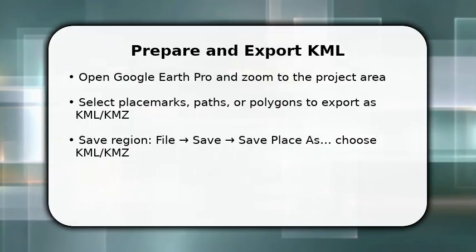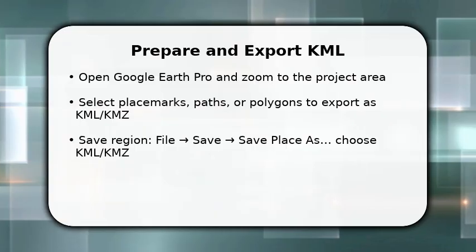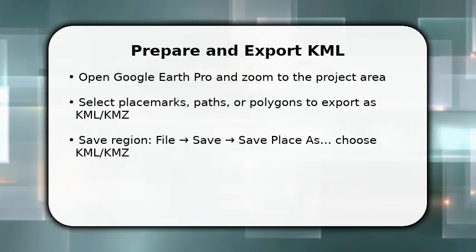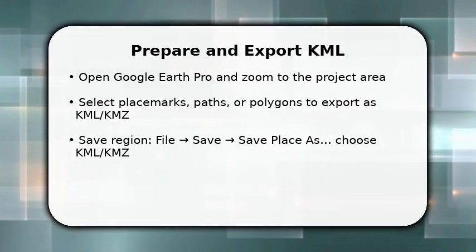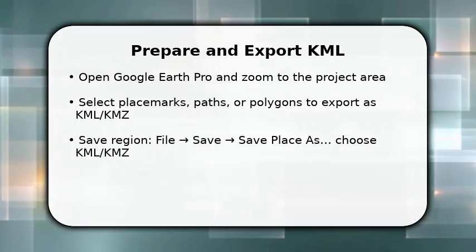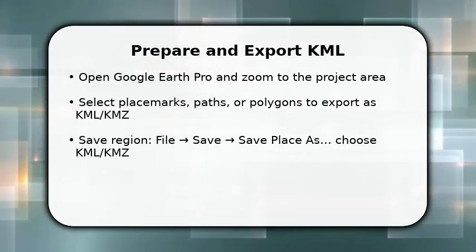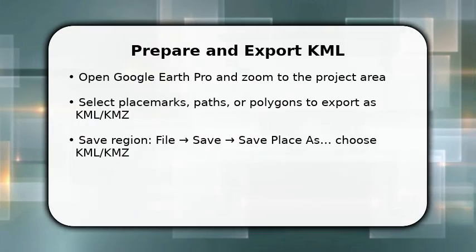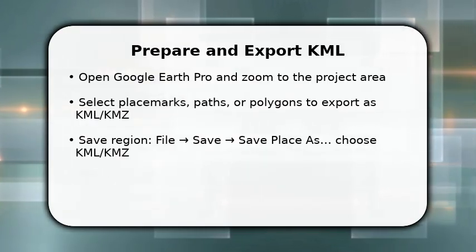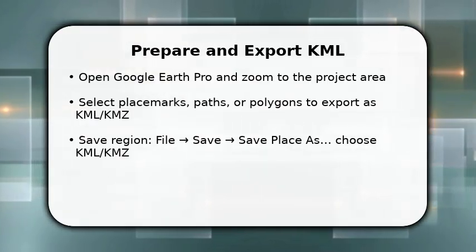Once done, make sure the file uses WGS84 coordinates so AutoCAD interprets locations correctly. If you have imagery overlays, export them separately as image files with world files. This first step creates the geospatial data package you'll convert into CAD-ready vectors.